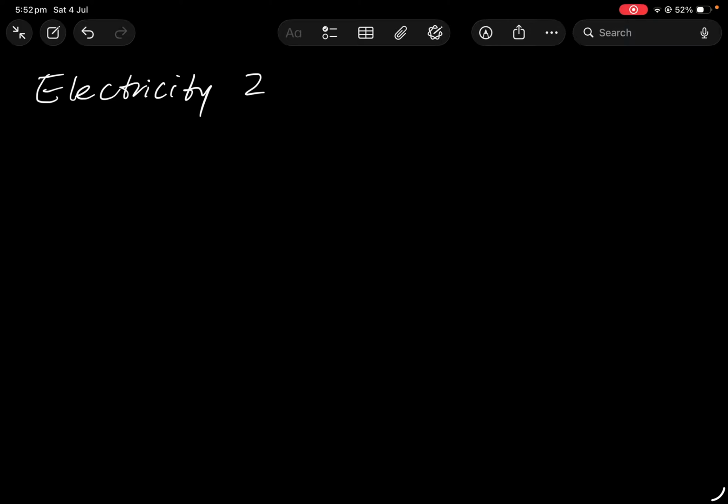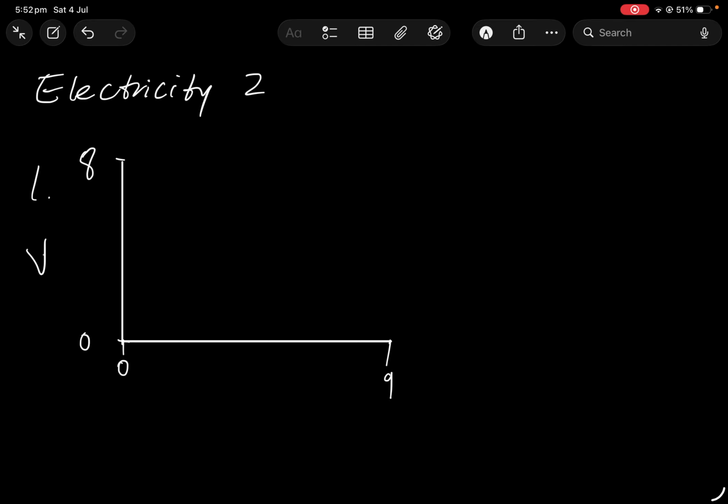So this question says, in an experiment on electrical current in a circuit, the technician represented the data collected in the graph below. Here's the graph. Here is 0 to 9, and here is 0 to 8. It is potential difference against current.